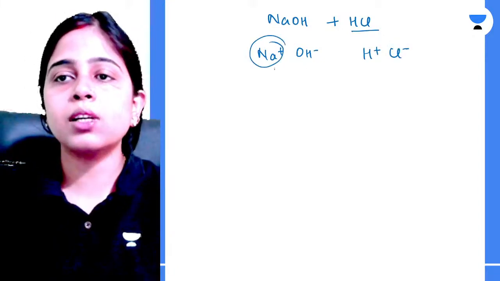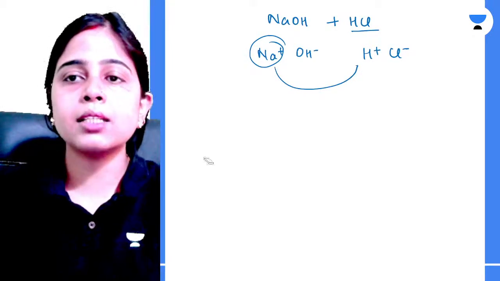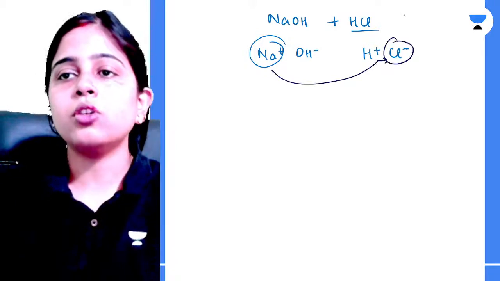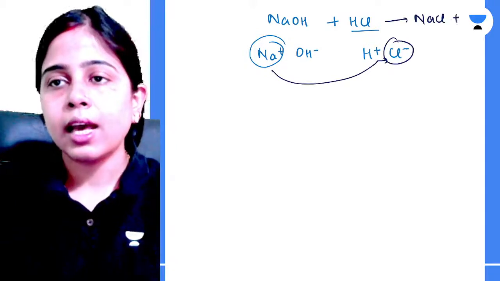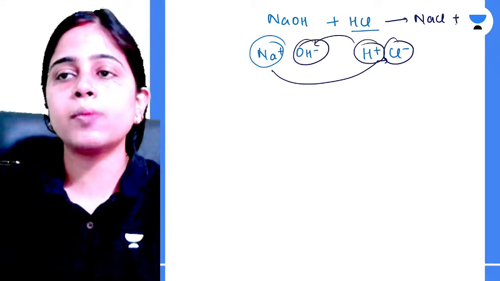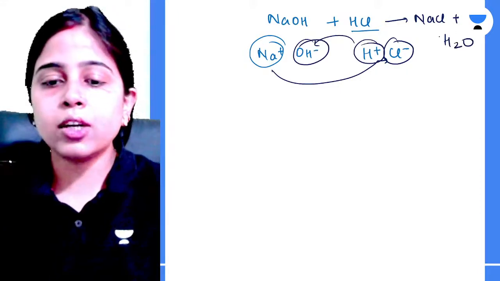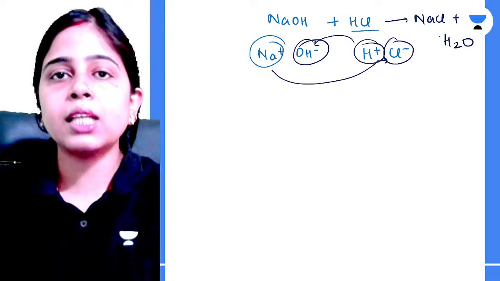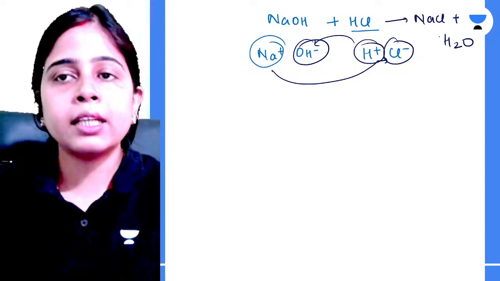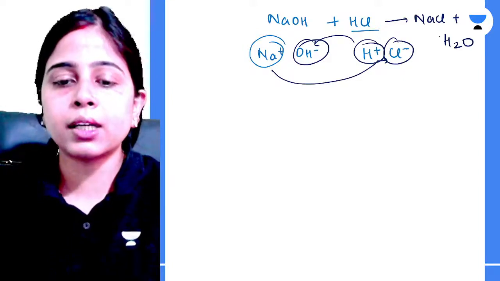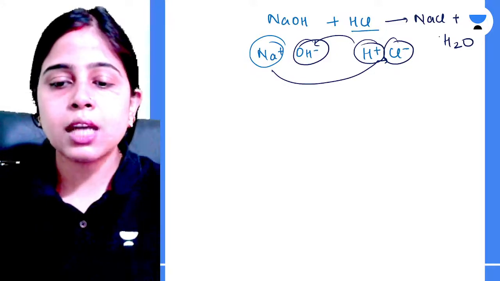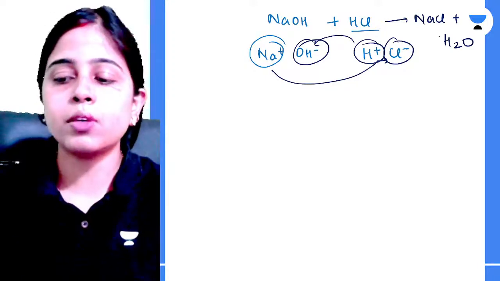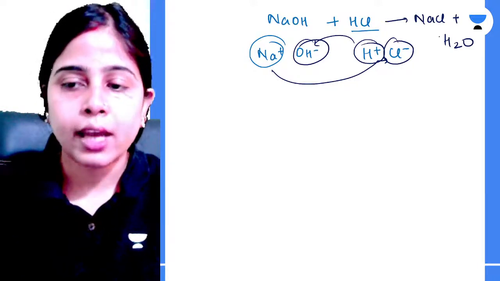So this Na plus will go and combine with the Cl minus ion of your acid, that is the anion part of your acid, to form your salt, that is NaCl, and this H plus will combine with your OH minus to form your H2O. So this is again your double displacement reaction because the cation part of the base is combining with the anionic part of the acid and anionic part of the base is combining with the cationic part of the acid. Clear? So this is how your reactions are happening. So NaCl and water is formed when your base is reacting with your acid.